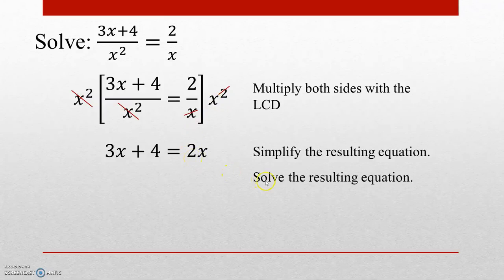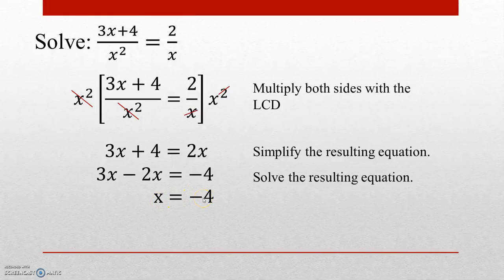So, next step, solve the resulting equation. So, ito yun. Transpose 2x sa left side, maging negative. Transpose positive 4, maging negative 4. So, ayan. So, 3x minus 2x equals x equals negative 4. So, therefore, the value of x is equal to negative 4.